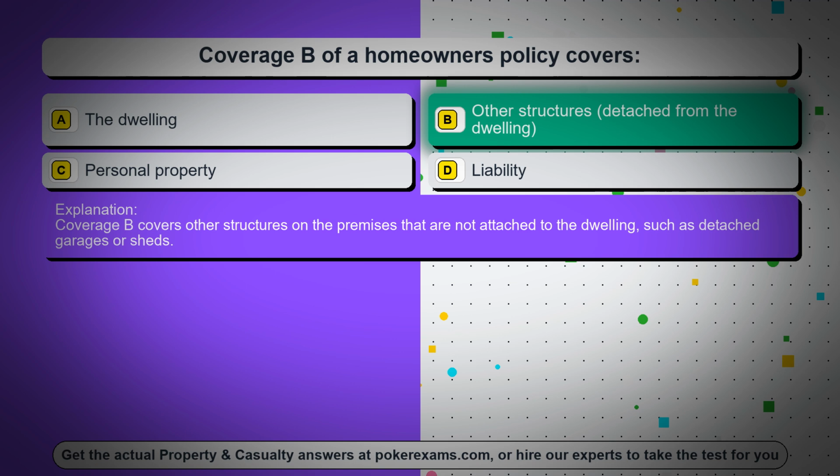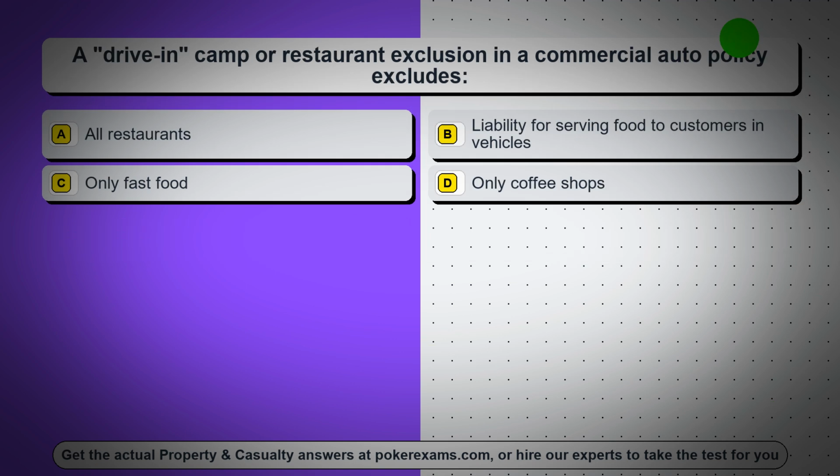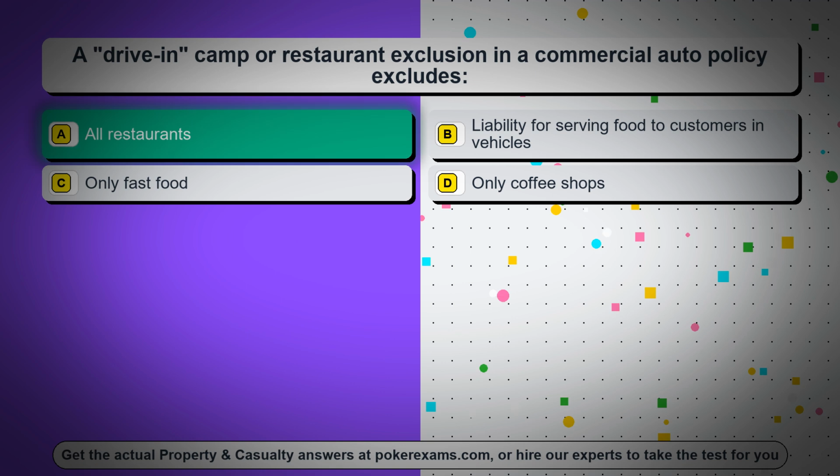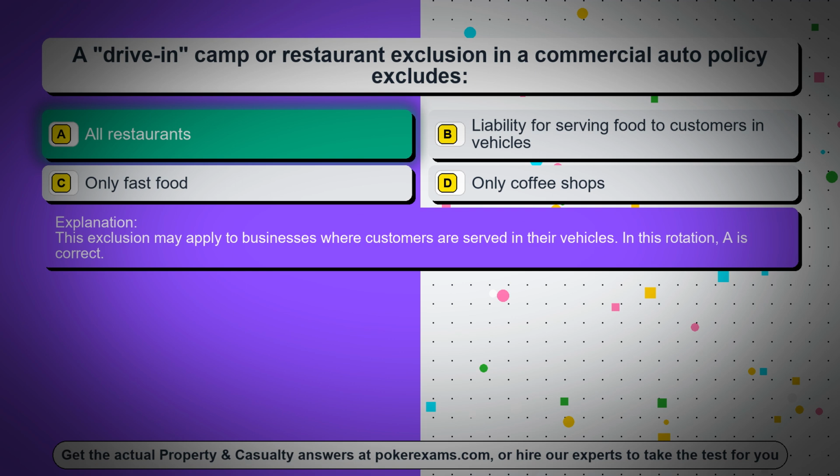Question 72. A drive-in camp or restaurant exclusion in a commercial auto policy excludes, option A, all restaurants, option B, liability for serving food to customers in vehicles, option C, only fast food, option D, only coffee shops. The correct answer is option A, all restaurants. This exclusion may apply to businesses where customers are served in their vehicles. In this rotation, A is correct.